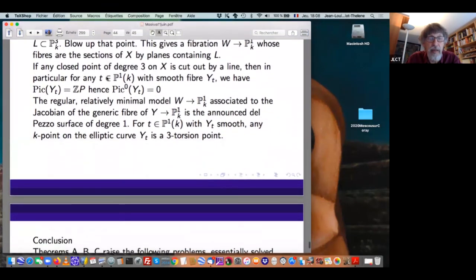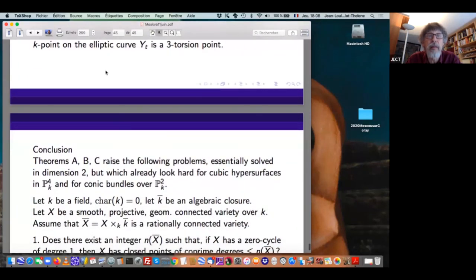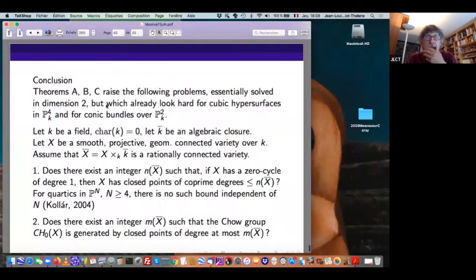Okay, so now I come to the conclusion. This should be the last slide. Theorems A, B, and C raise the following problems. So I go back to the main theme. These problems are essentially solved in dimension 2, but they look very hard already for cubic hypersurfaces in P4 and for conic bundles over P2K.